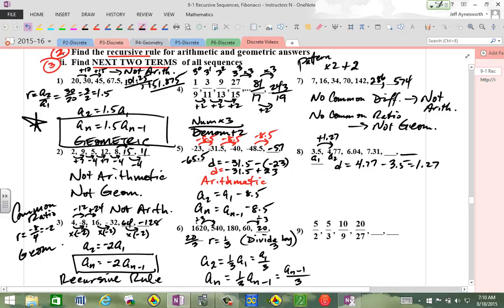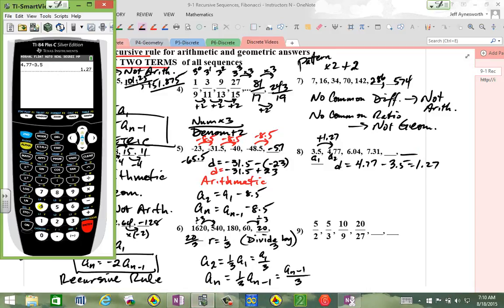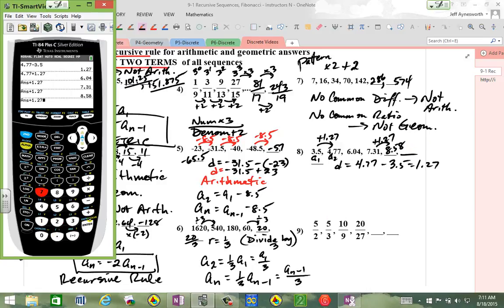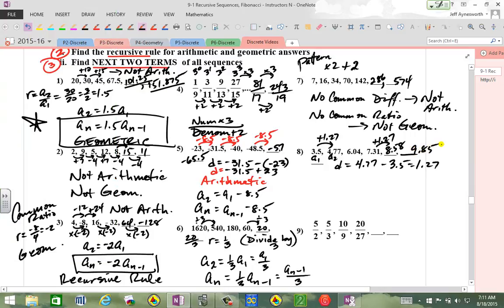Okay, but let's check it. Let's take 4.77 and add 1.27. I get 6.04. It's working. Add 1.27, and you get the next term, 7.31. Add 1.27, get the next term, 8.58. Again, you're adding 1.27. Then you add again, 1.27, 9.85. So 9.85, and there's your last two terms. So this one's arithmetic, okay?